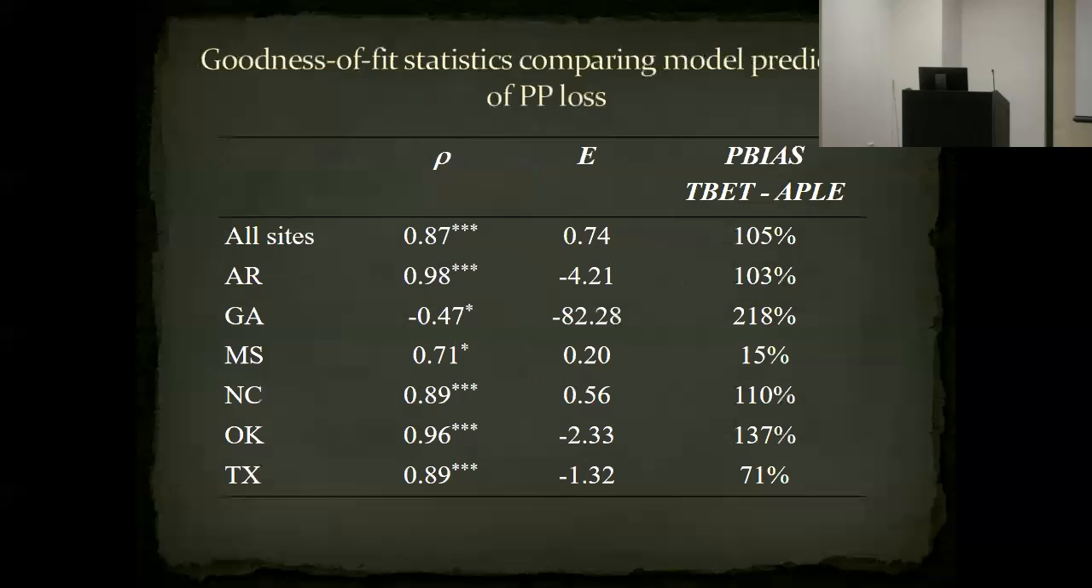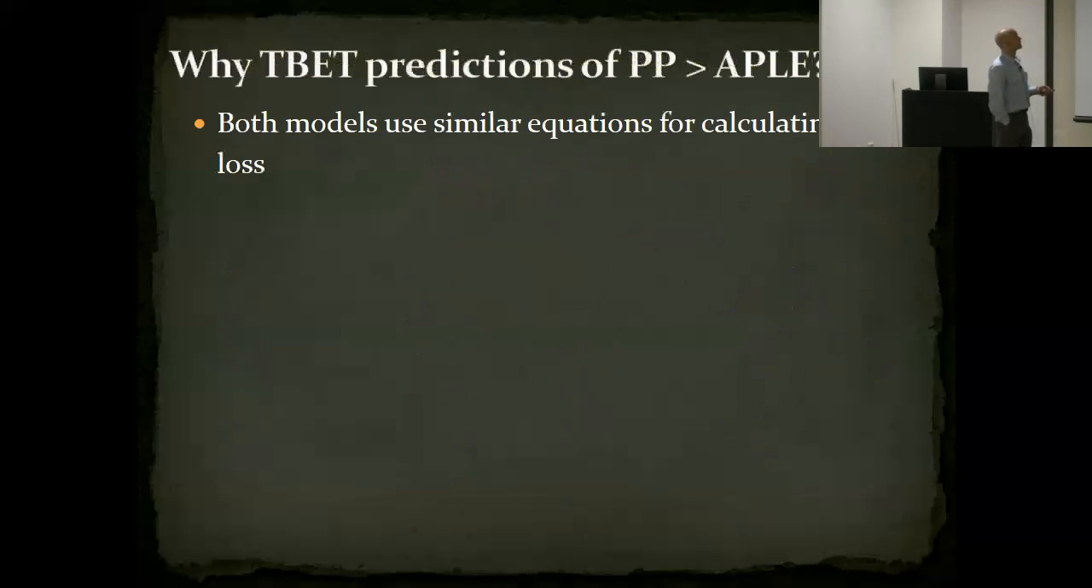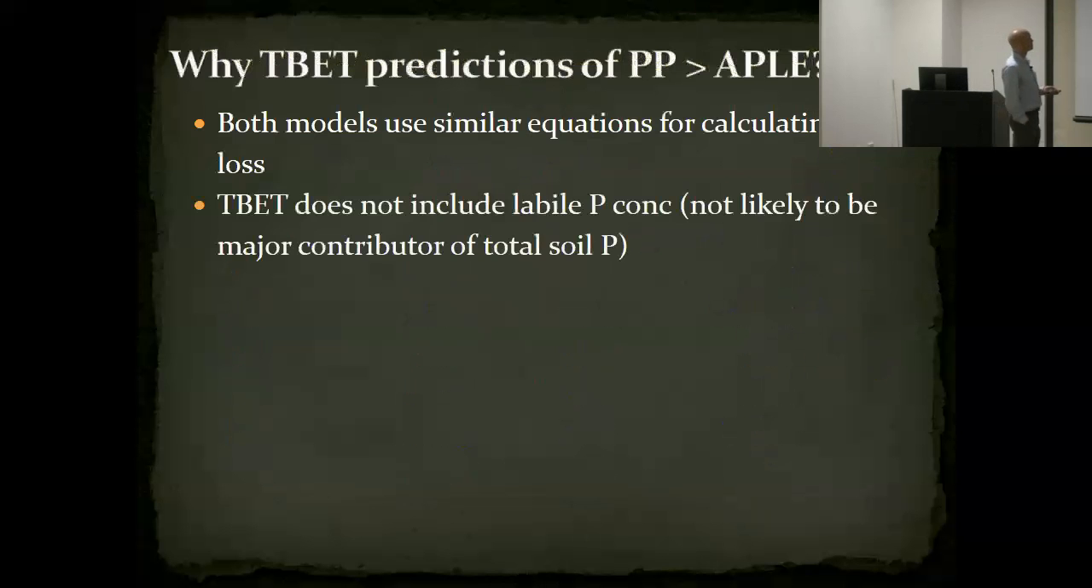Again, you see a strong correlation. Model efficiency is pretty good, but now the bias is in a different direction and even greater magnitude, basically a doubling. Before, the all sites combined was like a negative 40 some. So again, even though it's well correlated, you're going to get potentially significantly different predictions. They use similar equations for calculating particulate P loss.